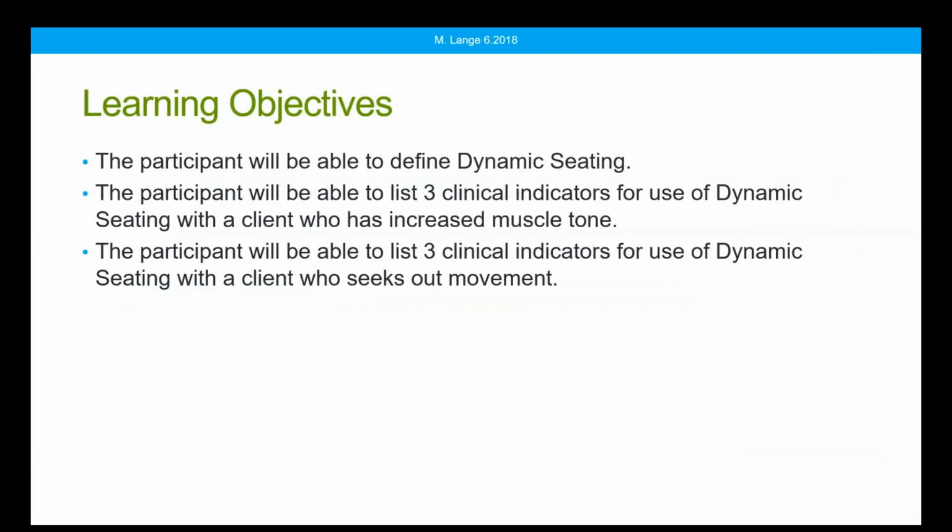This is a CEU event, so we have our learning objectives here. One, the participant will be able to define dynamic seating. Two, the participant will be able to list 3 clinical indicators for use of dynamic seating for a client who has increased muscle tone. And 3, the participant will be able to list 3 clinical indicators for use of dynamic seating with a client who seeks out movement.